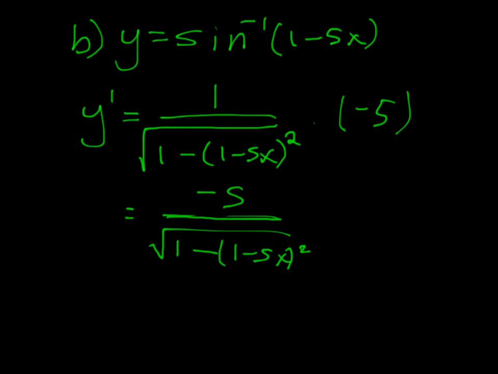So I'm going to have to remember FOIL or distribution, whatever you want to call it. It's not 1 squared and then 5x squared. It's 1 minus 5x times 1 minus 5x. So let's see if we can do that. So y prime is equal to, actually it's -5, isn't it?